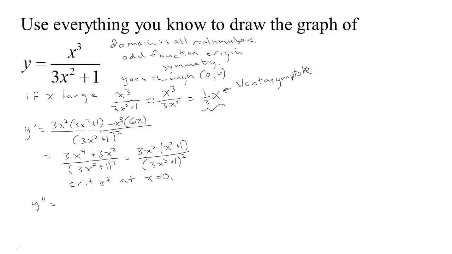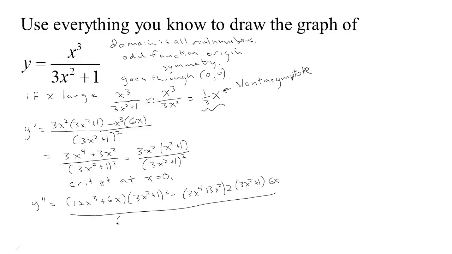This is going to take a little bit of computation, but we take the derivative of the top. That's going to be 12x cubed plus 6x times the bottom, which is 3x squared plus 1 all squared, minus the top, 3x to the fourth plus 3x squared, times the derivative of the bottom. The derivative of the bottom, the 2 would come down. You'd get 3x squared plus 1 to one power less, times the derivative of what's inside, which is 6x, all over the bottom squared. It was 3x squared plus 1 squared. If you square it, you'll get it to the fourth power now.